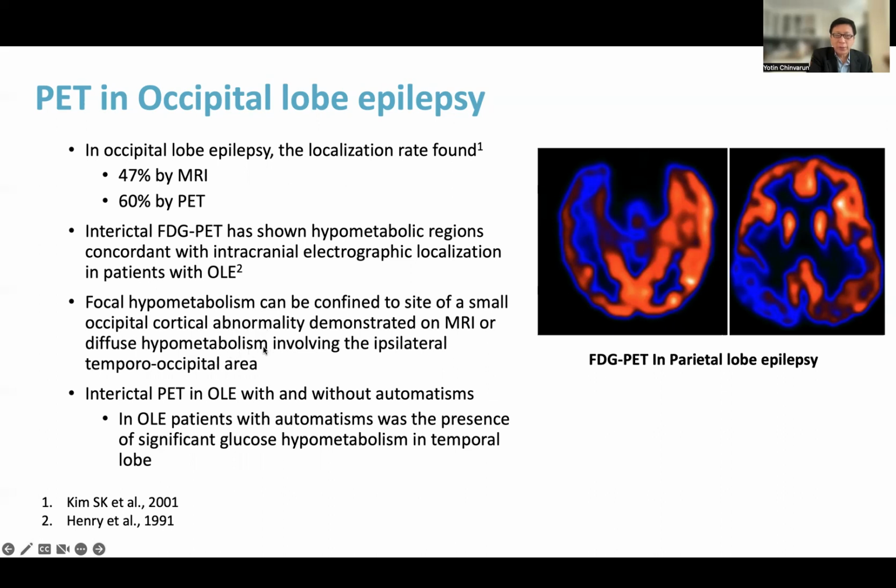or diffuse hypometabolism involving the ipsilateral temporal and occipital area could also be found. Interictal PET in occipital epilepsy with or without automatisms has been reported. In patients with occipital epilepsy with automatisms, the presence of significant glucose hypometabolism in the temporal lobe has been reported. This is an example of the PET scan in occipital epilepsy.